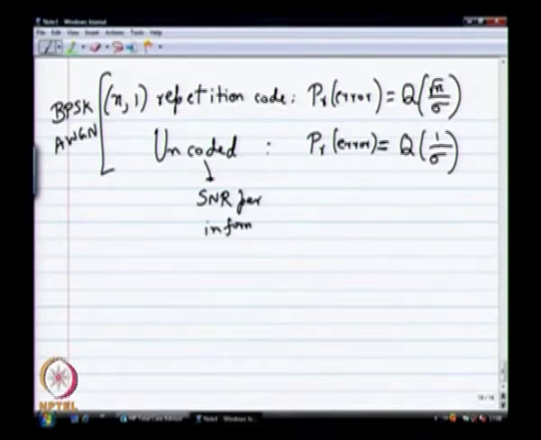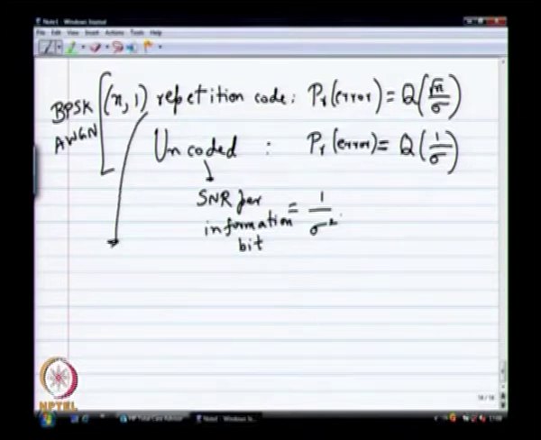Remember for the uncoded case, the SNR, or SNR per information bit, what is SNR by the way? Signal to noise ratio. I did not say it out loud, hopefully it is known to most people here. This would be 1 by sigma squared. The symbol power is just 1, so either minus 1 or plus 1, the variance is just 1. What is the SNR per information bit here? SNR per information bit is also called Eb over N naught, for instance. So the SNR per information bit for the repetition code is n by sigma square. So this is Eb over N naught.